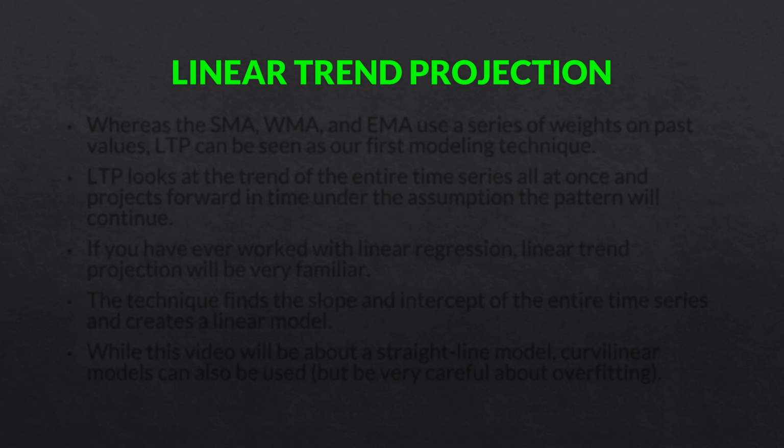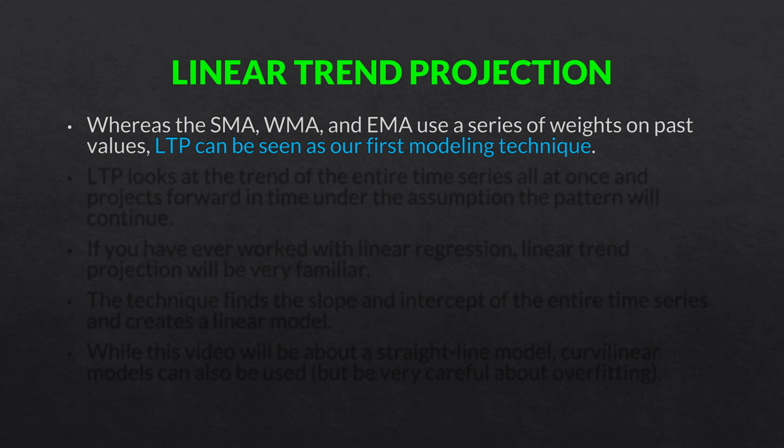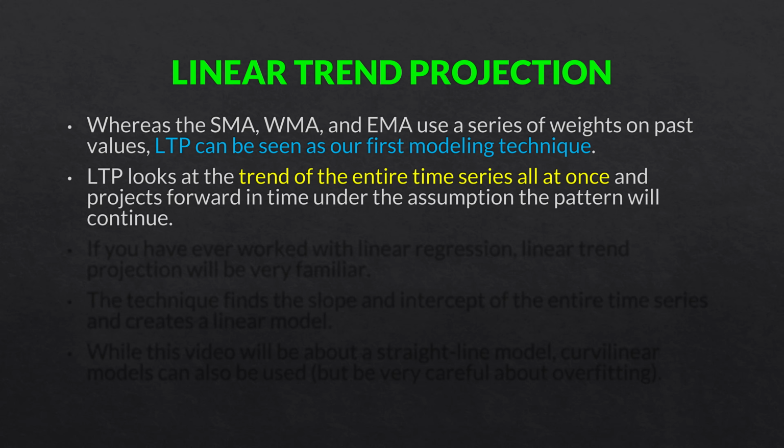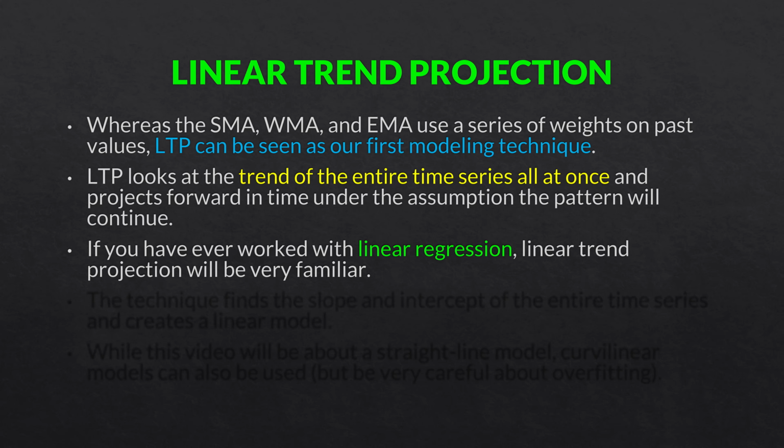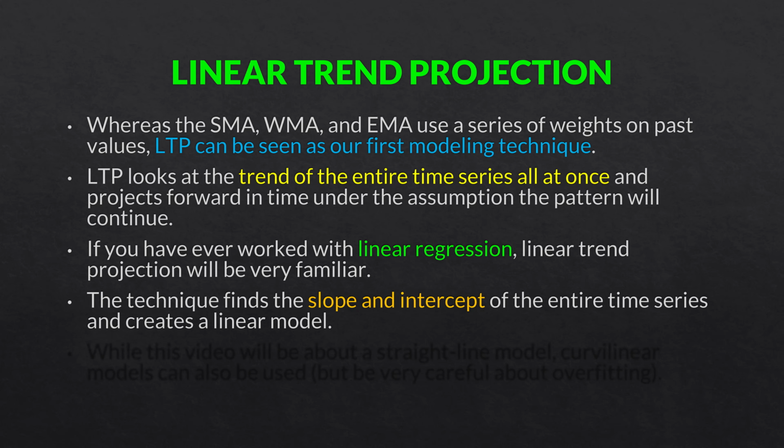First, a little background so we know what it is we are actually doing in linear trend projection. Whereas the simple moving average, the weighted moving average, and the exponential moving average use a series of weights on past values, linear trend projection can be seen as our first modeling technique. Linear trend projection looks at the trend of the entire time series all at once and projects forward in time under the assumption the pattern will continue. If you've ever worked with linear regression, linear trend projection will be very familiar. The technique finds the slope and intercept of the entire time series and creates a linear model.